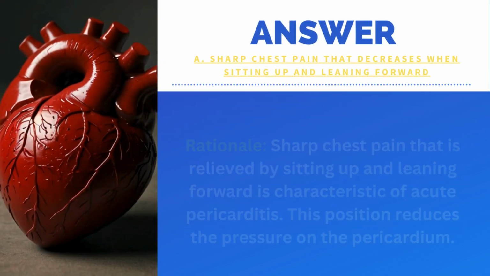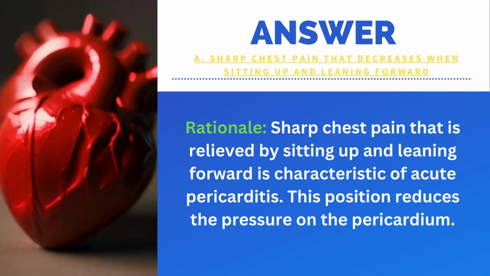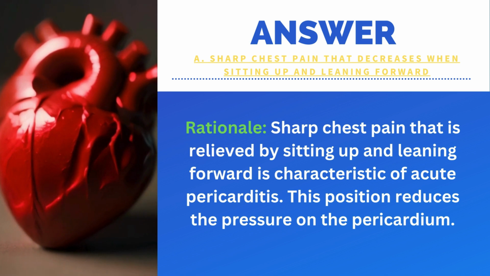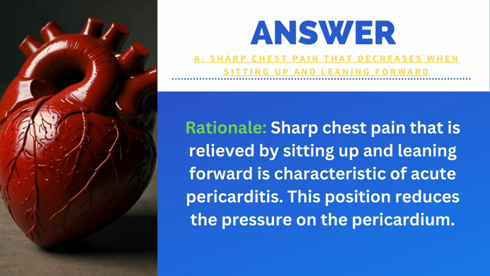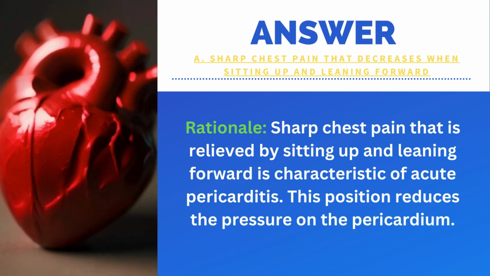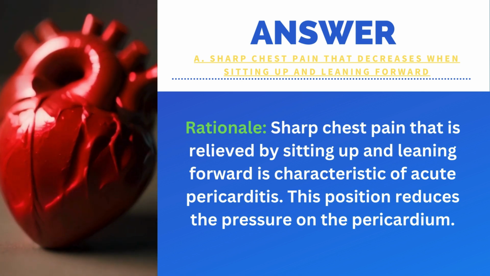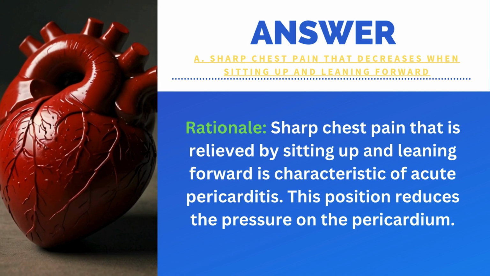Answer. A. Sharp chest pain that decreases when sitting up and leaning forward. Rationale. Sharp chest pain that is relieved by sitting up and leaning forward is characteristic of acute pericarditis. This position reduces the pressure on the pericardium.